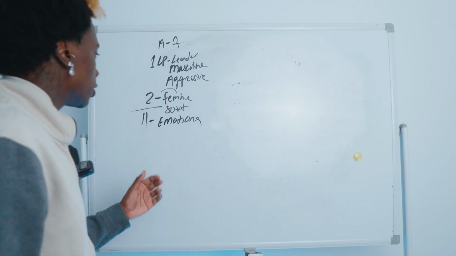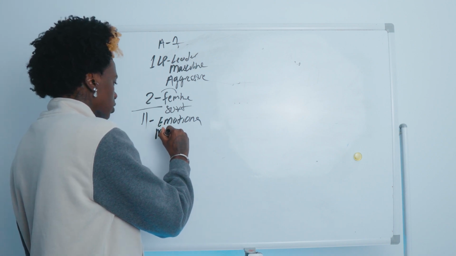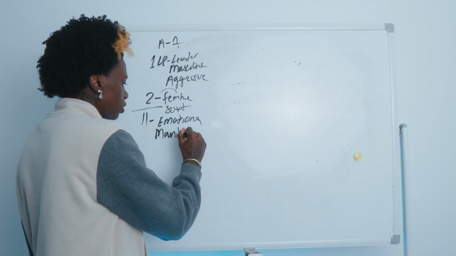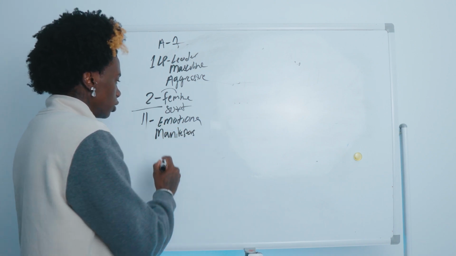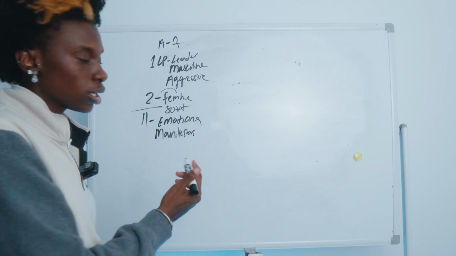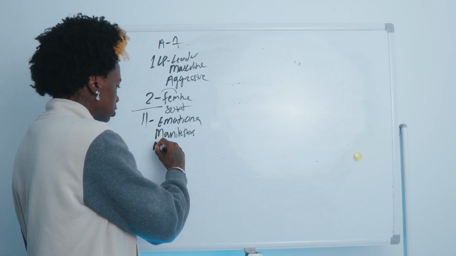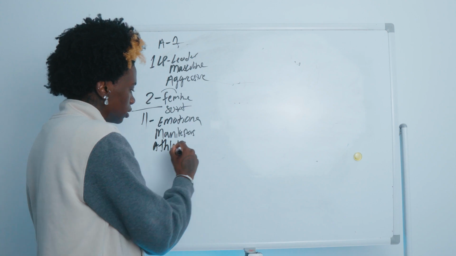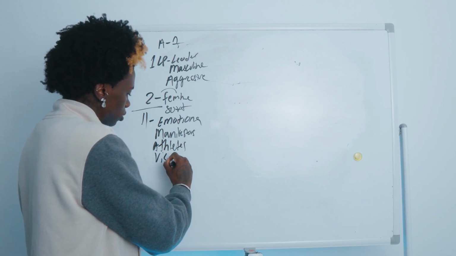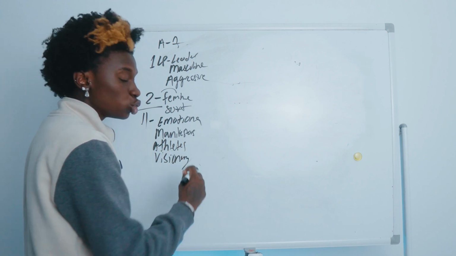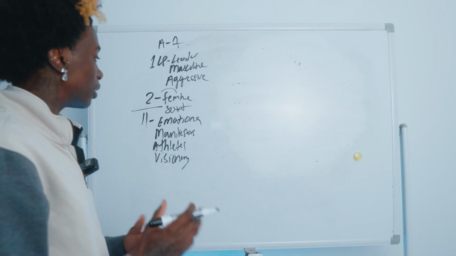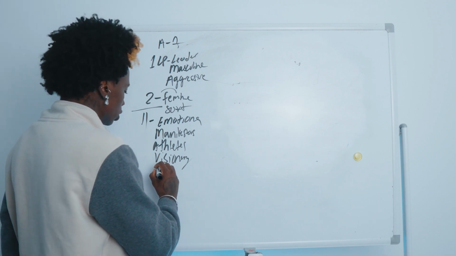Does that make sense? So 11s are very good manifestors. The reason why is because they have lots of emotions. They're also really good athletes. They're really good visionaries. Okay, they are old souls. Old souls just excel at whatever it is that they do. They're also good life coaches.